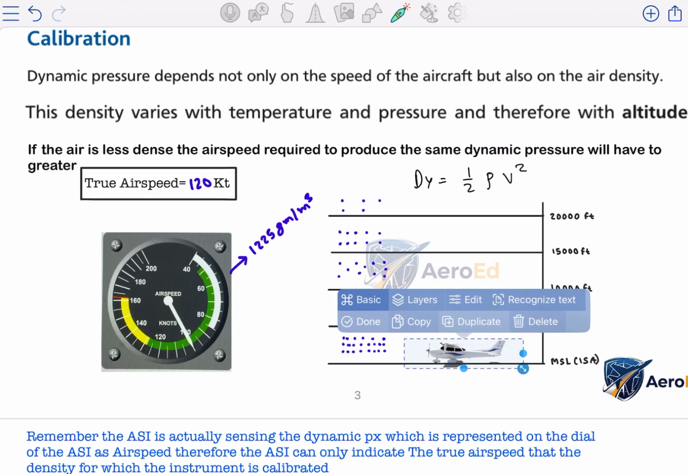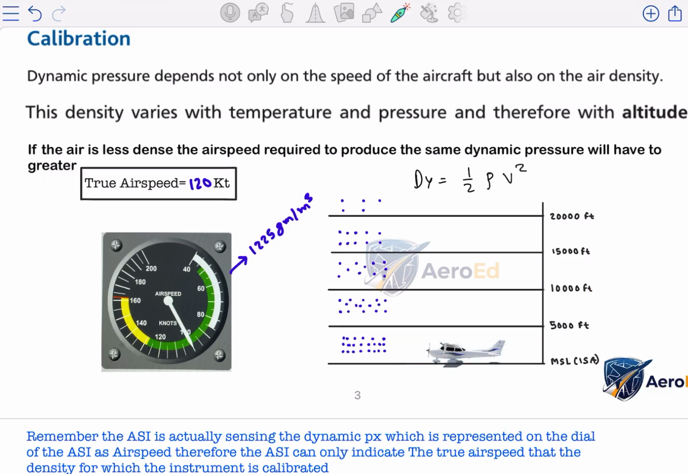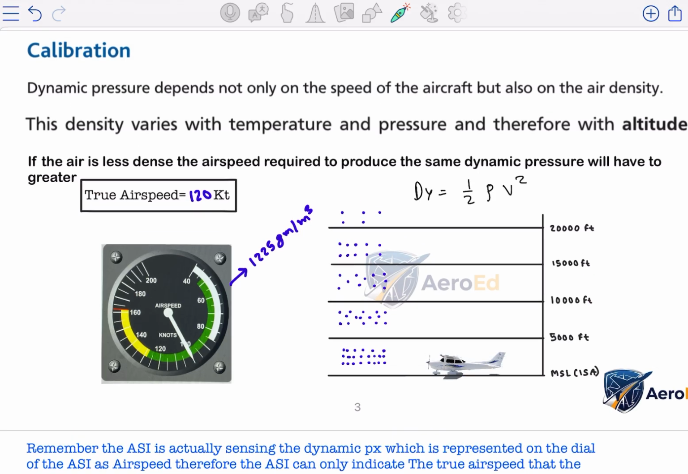And we know from the definition of dynamic pressure that the number of air molecules hitting the leading edges of the aircraft, and the pressure exerted on the leading edges of the aircraft by the air molecules, is what is dynamic pressure. So to maintain the same dynamic pressure, the airspeed of the aircraft has to be increased because the density is decreased. So we have to, in exchange, increase the airspeed to maintain the same dynamic pressure.